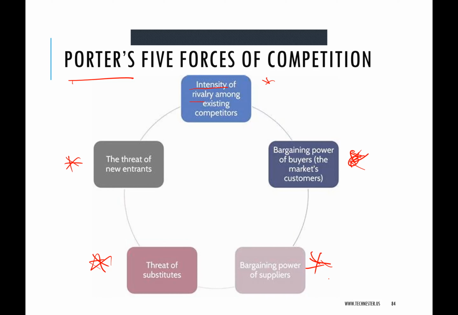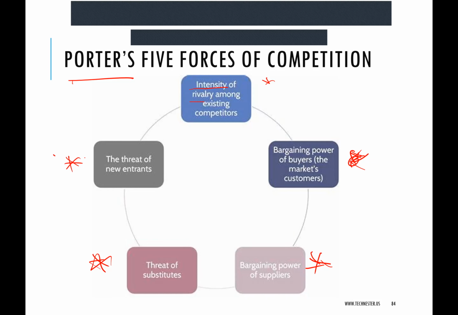But before he opened his eyes, some weeks later, somebody else opened another one next to him. Another one opened 3 shops away. And the fellow was annoyed. And I started thinking in my mind, did this fellow really do enough analysis before jumping into this business? Did you consider the threat of new entrants? How easy is it for people to get into this business?